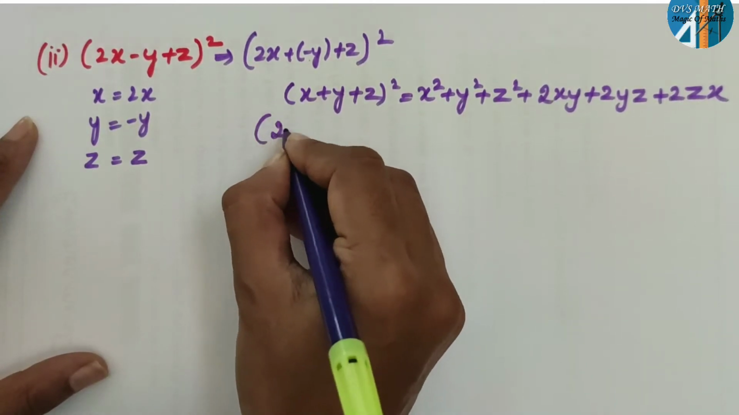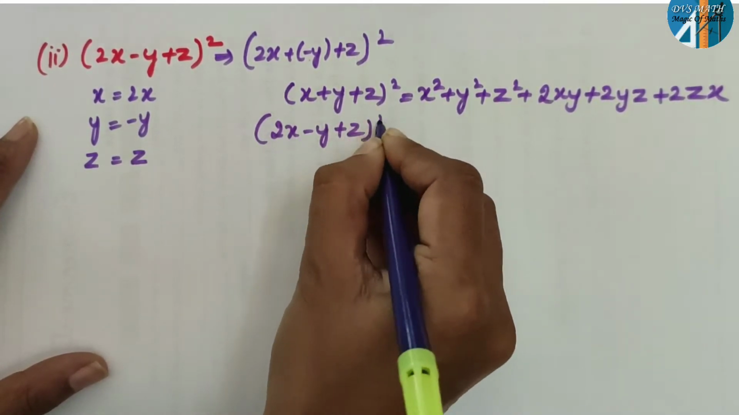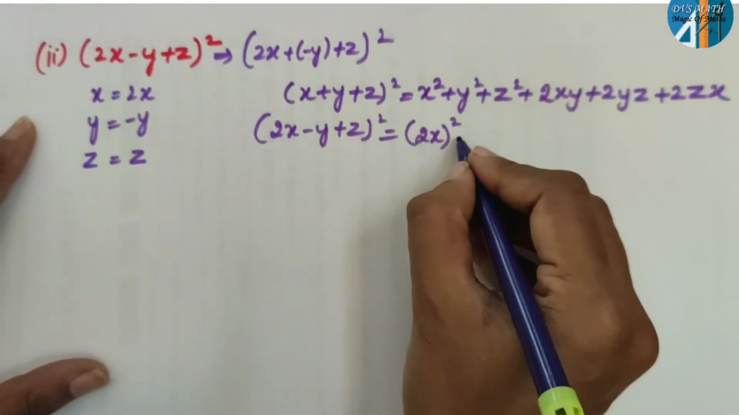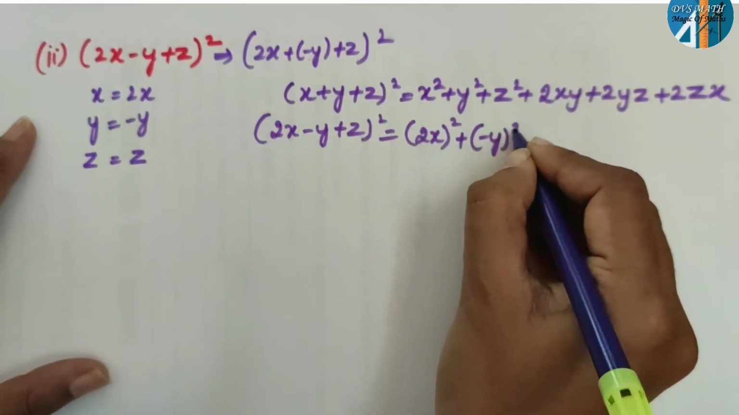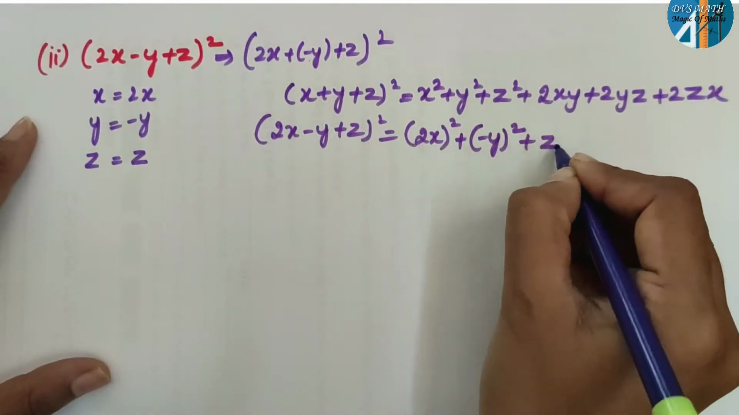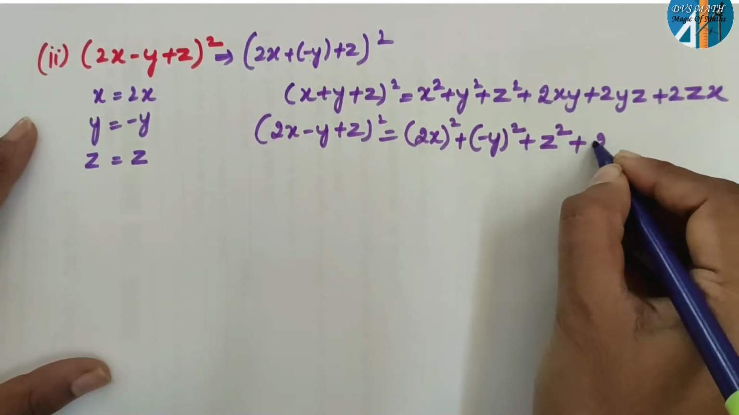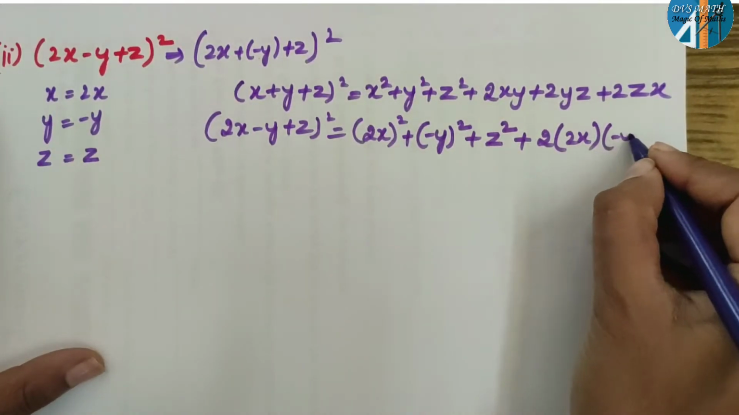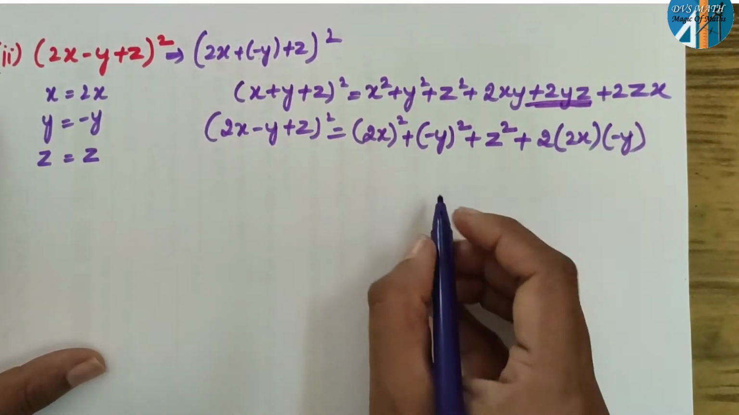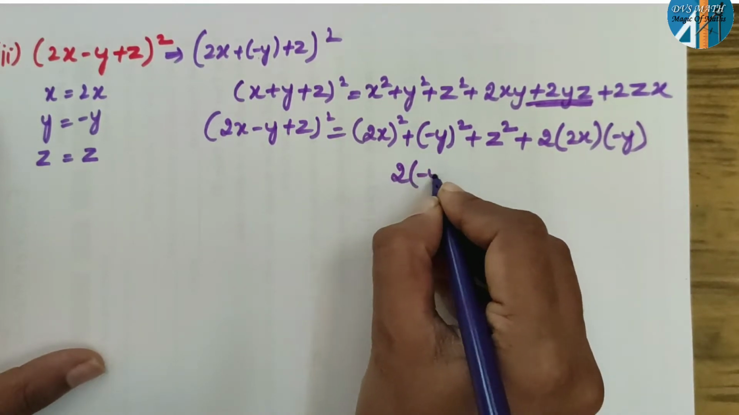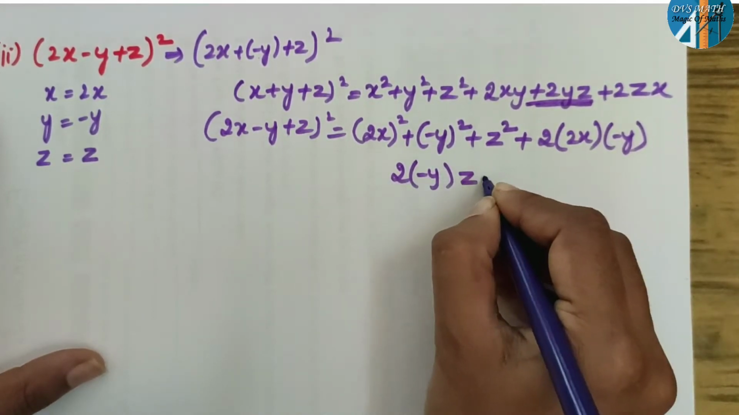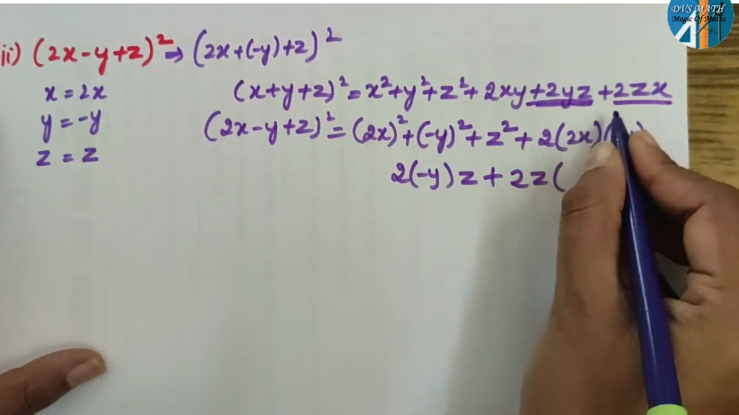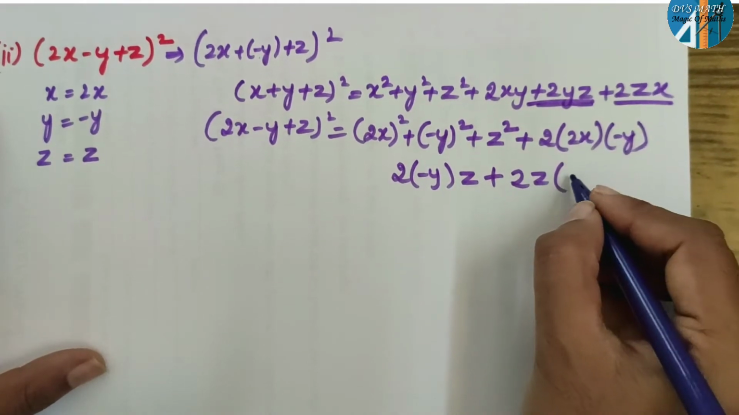Now let us substitute this. What is our question? 2x minus y plus z whole square, right? In the place of x we have 2x whole square, in the place of y we have minus y whole square, plus in the place of z we have z only, so z square, plus 2 into xy. In the place of x we have 2x, in the place of y we have minus y. Now let's go for 2yz. What is y? Minus y. What is z? z itself. Then plus 2zx. z is z only, and in the place of x we have to take 2x.